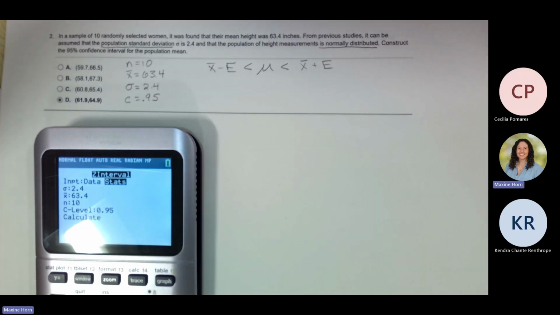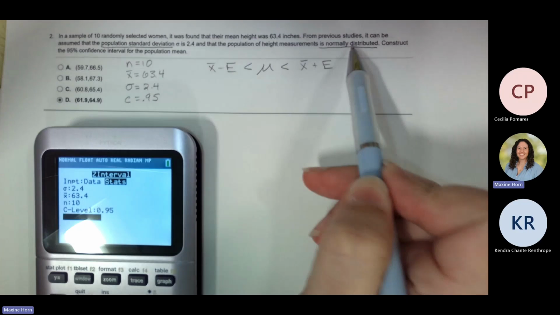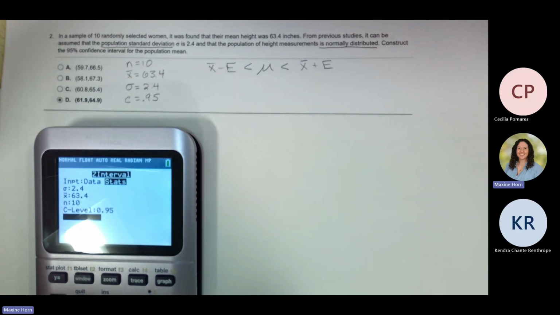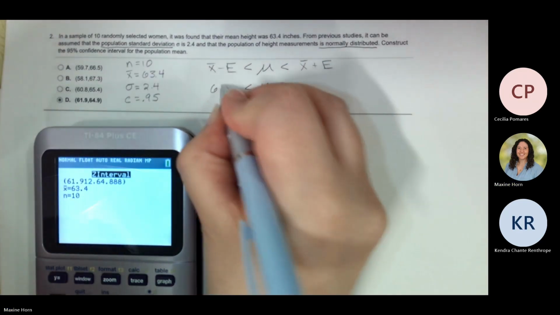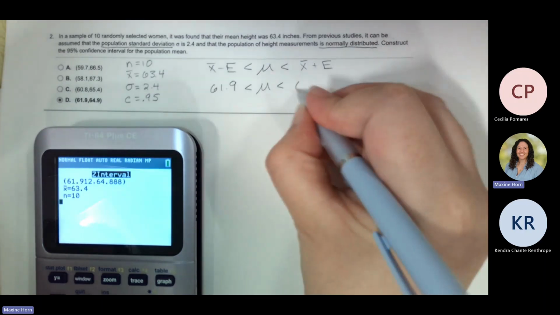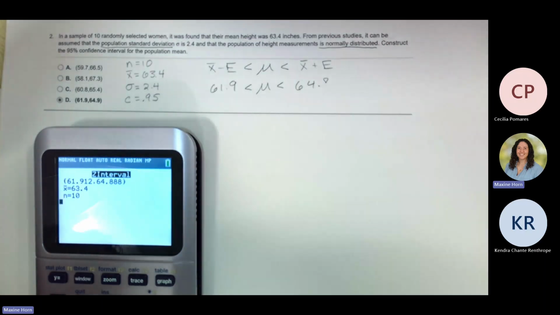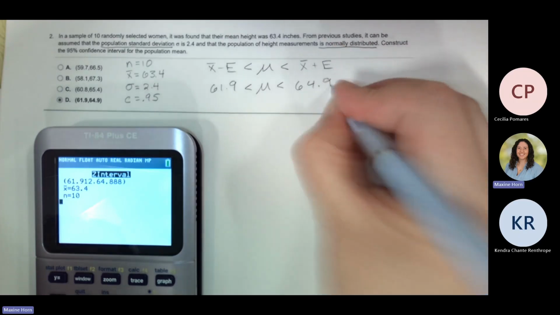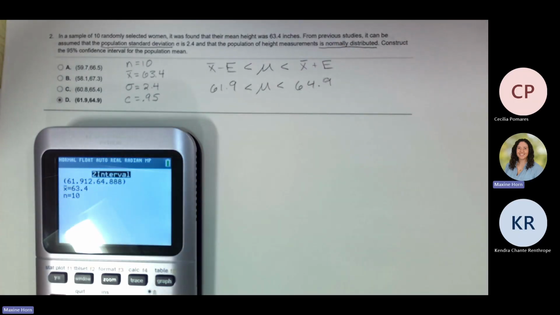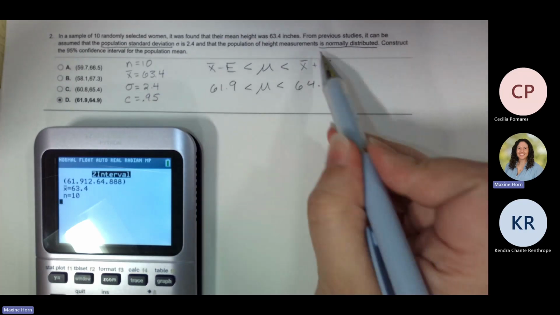Actually, you know what? I think I am going to talk about it right now, why it's so important that this is normally distributed. So first of all, let's get our final numbers here, right? We're saying that our population mean is between 61.9 and 64.9 when we round. We need to make sure we're saying it the right way, right? We are 95% confident that our population mean is between these two values. Okay, so yes, let's go back and let's talk about why that's so important that they specified that it's normally distributed.